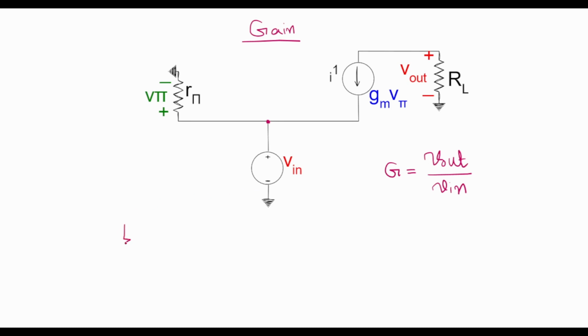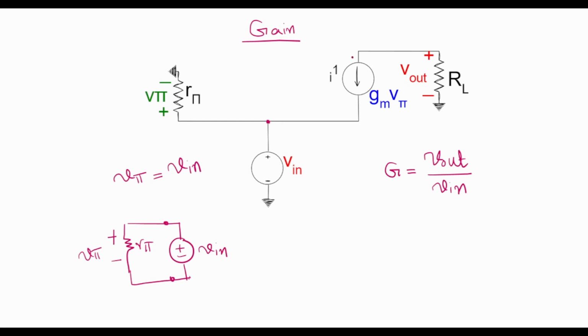So in effect, R pi comes in parallel with V in. With what polarity? V pi is positive where this point is connecting with the positive of the input voltage. So it has a polarity like this, and this is V pi. From here we see that V pi is equal to V in.